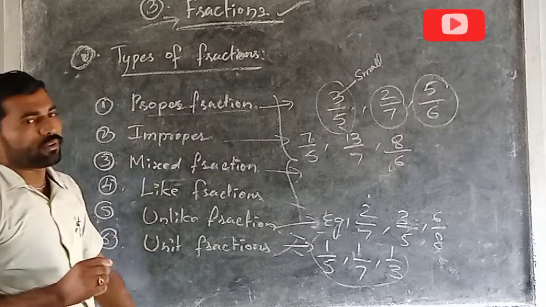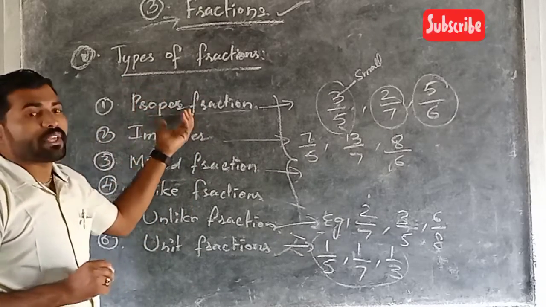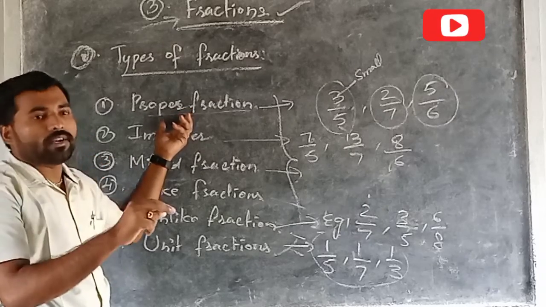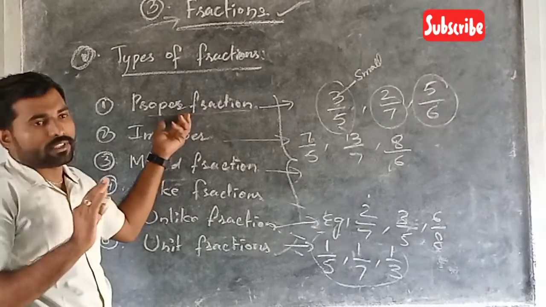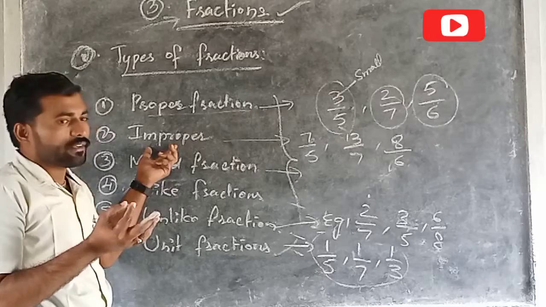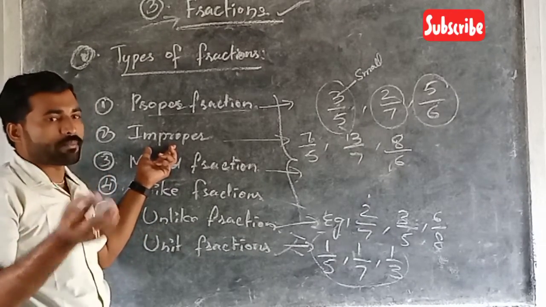Have a look at the blackboard. First of all, let us discuss the proper fraction. What is meant by a proper fraction? The numerator is small, the denominator is big. Improper fraction: the denominator is small, the numerator is big.